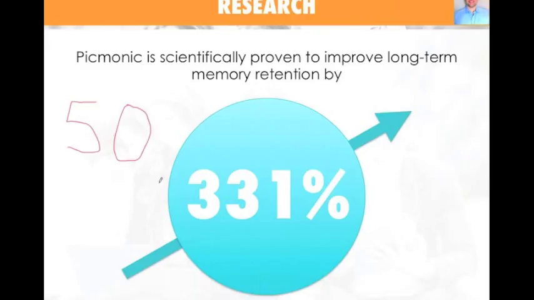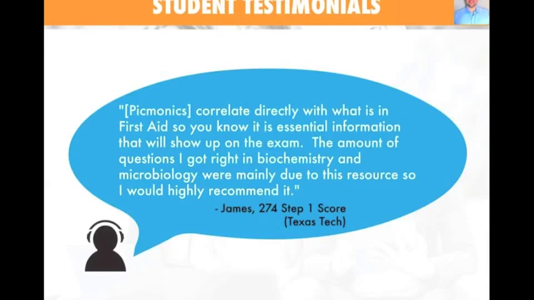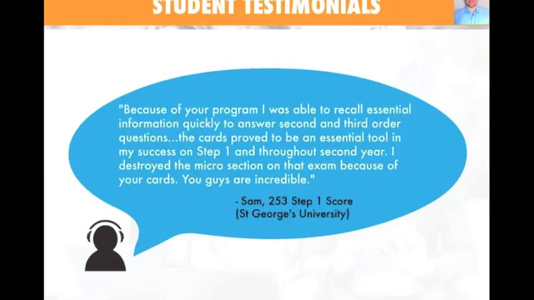So the fact that we're research proven and the fact that we just walked through a plan, walking you through all the resources that you're already using, plus walking you through the efficacy and the proven ability of Picmonic to help you, if that hasn't convinced you to use Picmonic in our 3-prong approach, let's look at some information from your peers. So James, who got a 274, tells us that Picmonics correlate directly with first aid and helped him to crush step 1. And then we've got Sam, who's an international student and got a 253, and because of Picmonic was able to recall the information much faster, and again, he was able to crush step 1.